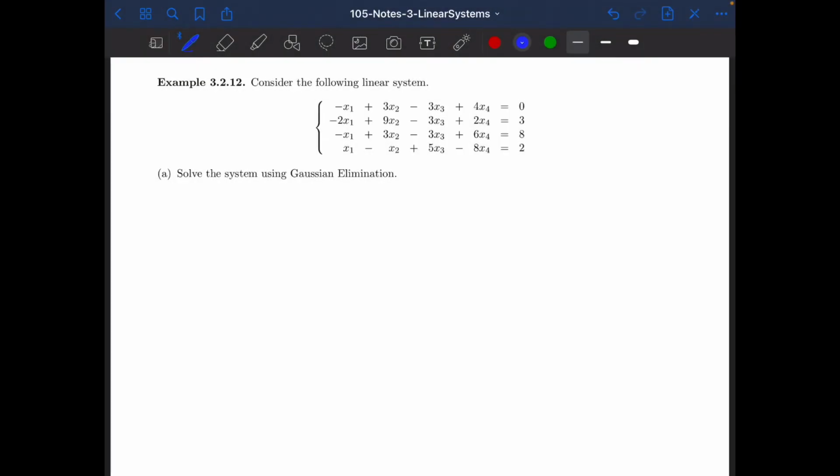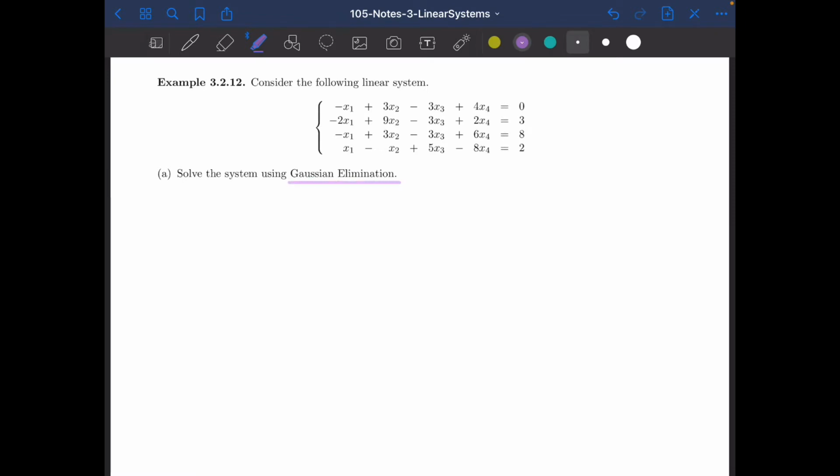In this video, we'll solve our first linear system with infinitely many solutions using Gaussian elimination. We'll do that in example 3.2.12. We want to solve this linear system using Gaussian elimination.